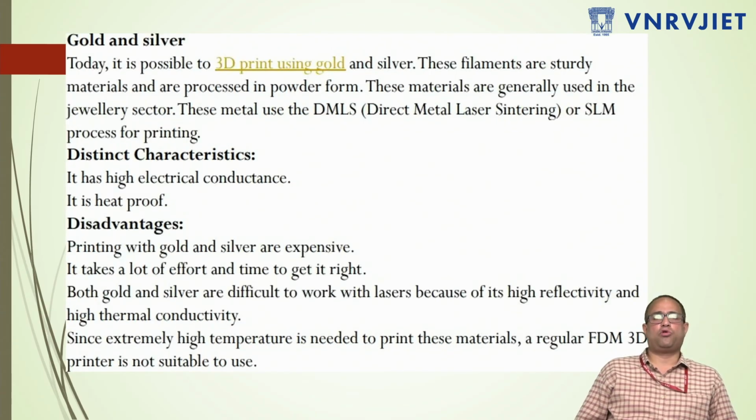And coming to the case of gold and silver, this is treated with DMLS, direct metal laser sintering, or SLM, selective laser melting. It has high electrical conductance. It is heat proof, and the drawbacks are that gold and silver are quite expensive, and a lot of effort and time is required to get this powder sintered and made into a component.